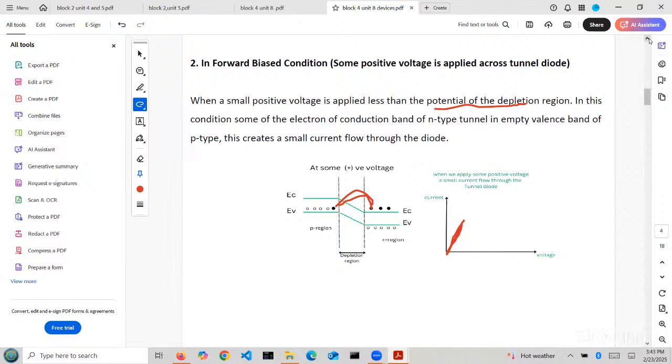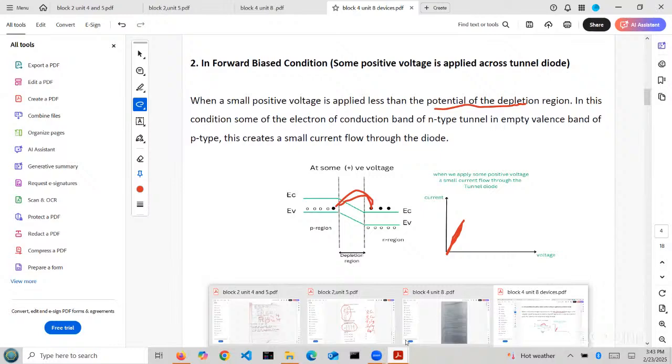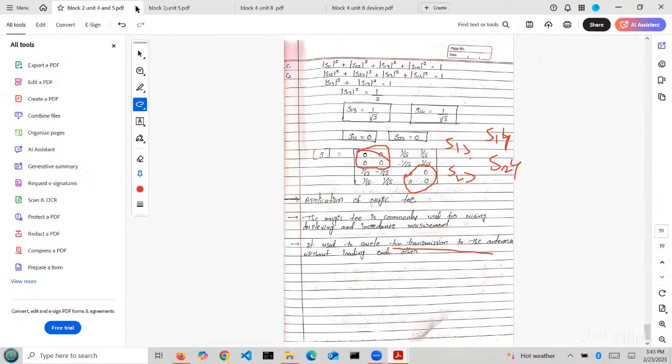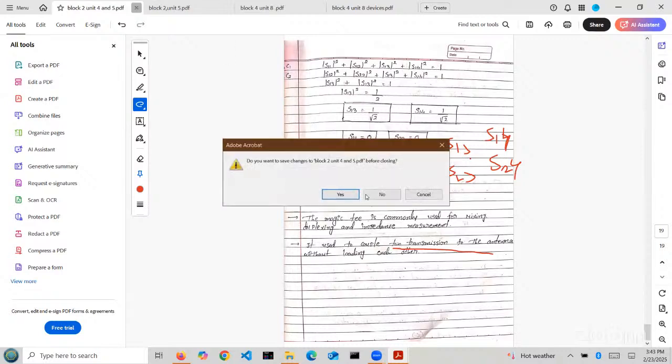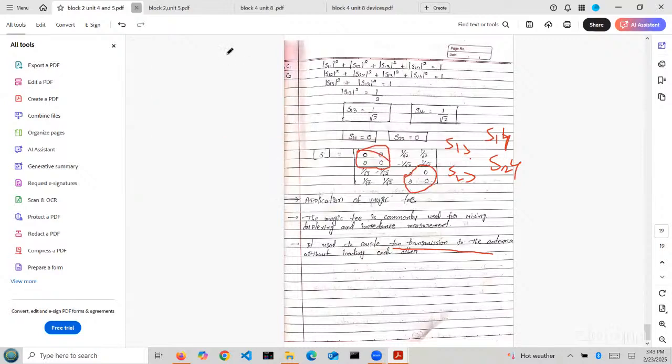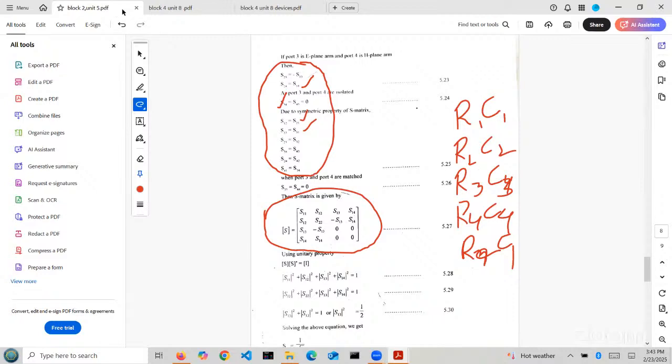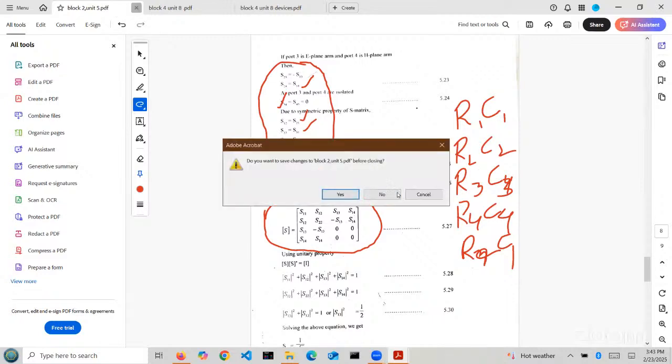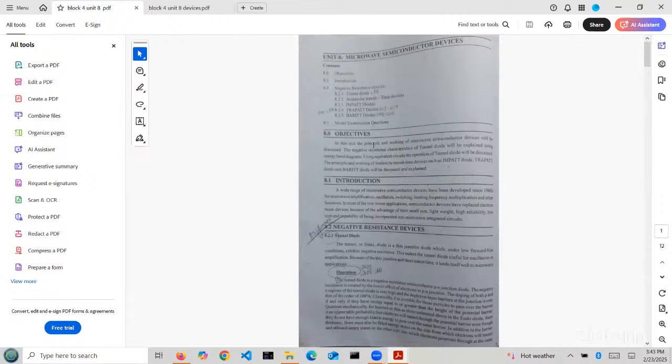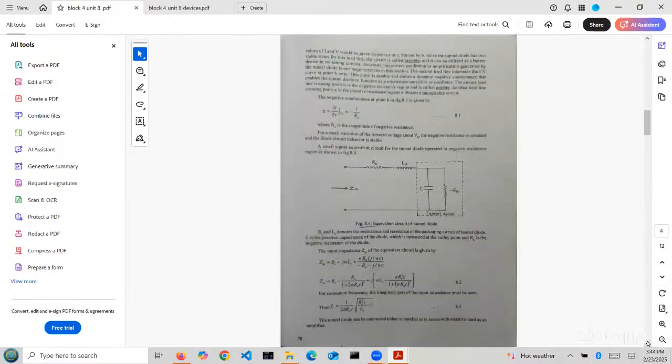Next we have one more question. What is that question? Discuss briefly tunnel diode working as a microwave amplifier. For microwave amplifier, we have another one. Derivation part we will see.